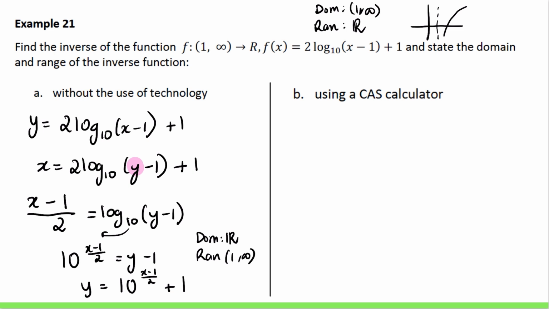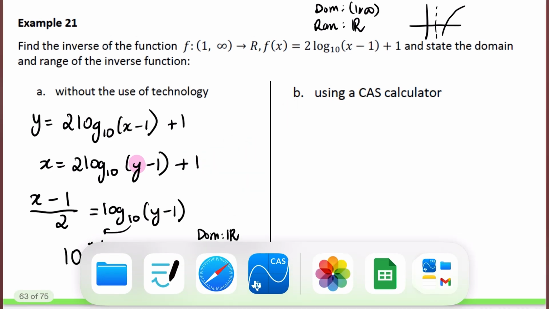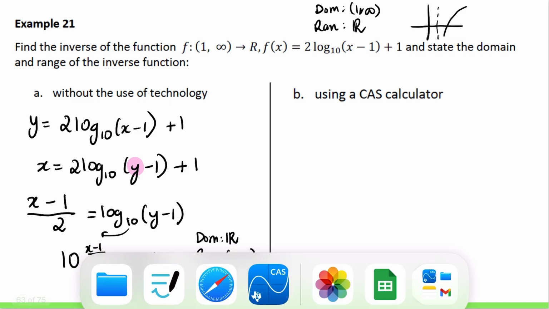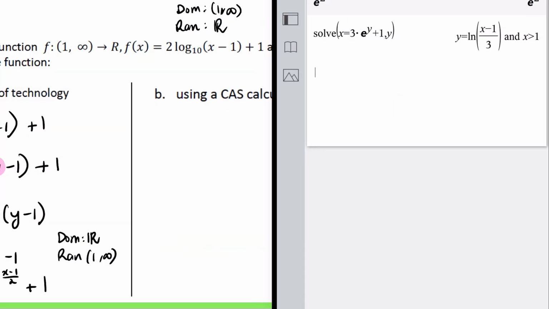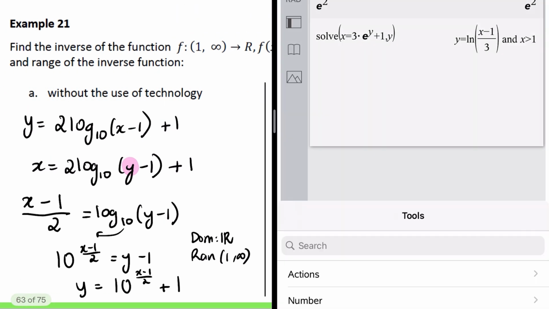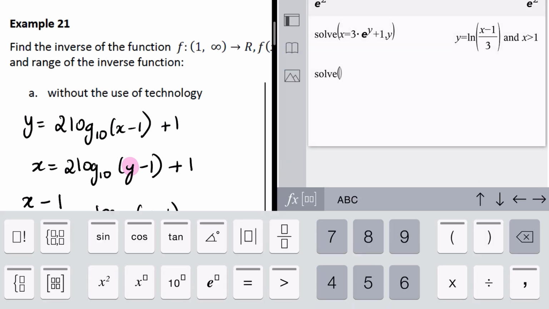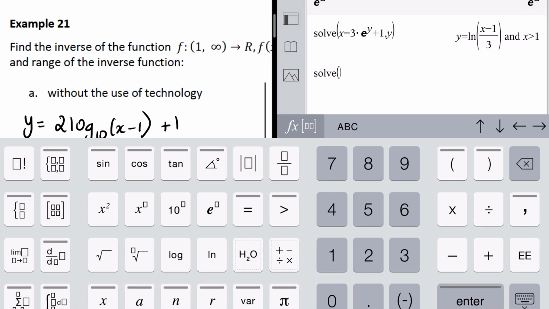Just to check that that asymptote is correct, we can see that the whole graph has moved up by 1, and so the rest of the graph will look like that. So that's correct. All right, practicing this once again on your CAS calculator. So we are going to just go ahead and solve, and then we will type in the function, but swap the x and the y. Again, I'm not trusting it to give me a good answer, but we'll just see how we go.